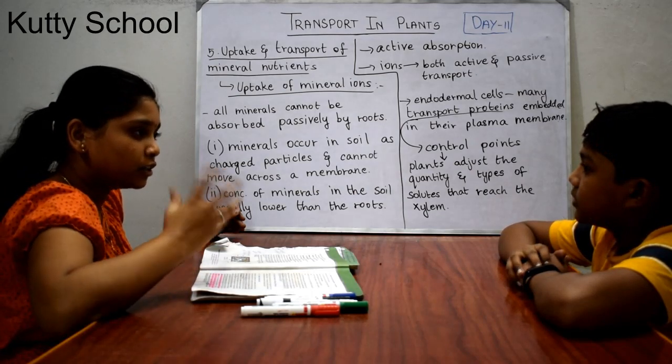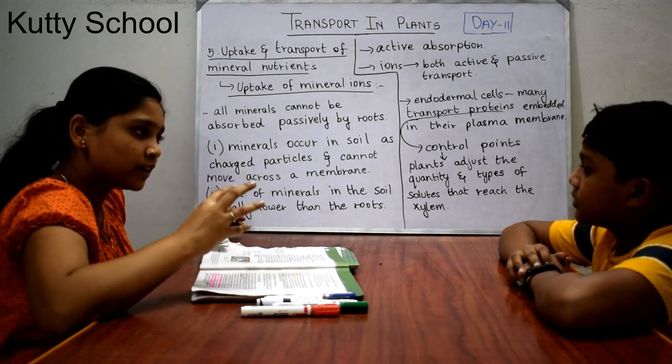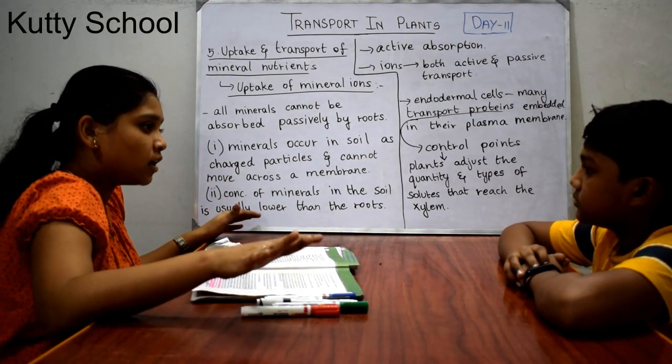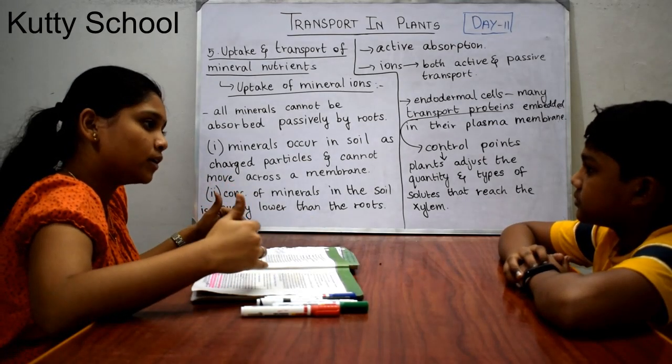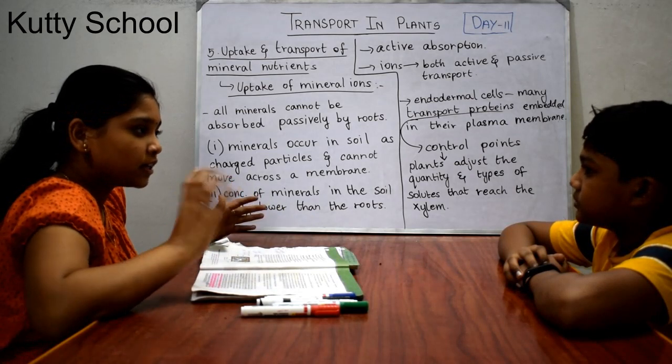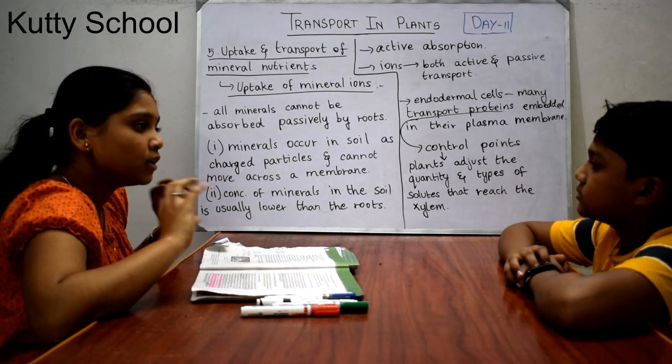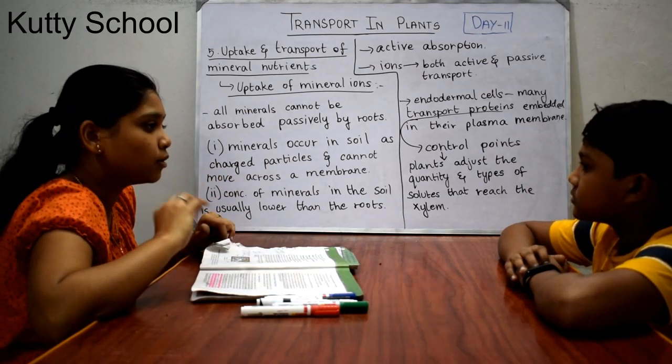Because roots have very small size. In that small size, they occupy much of the minerals. But soil is a vast area. It has more minerals, but if you take the size of the root, it will have low minerals in that particular part compared to the roots of the plants.